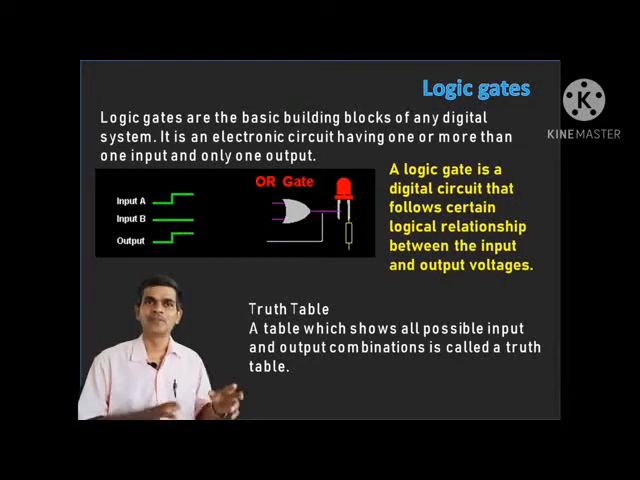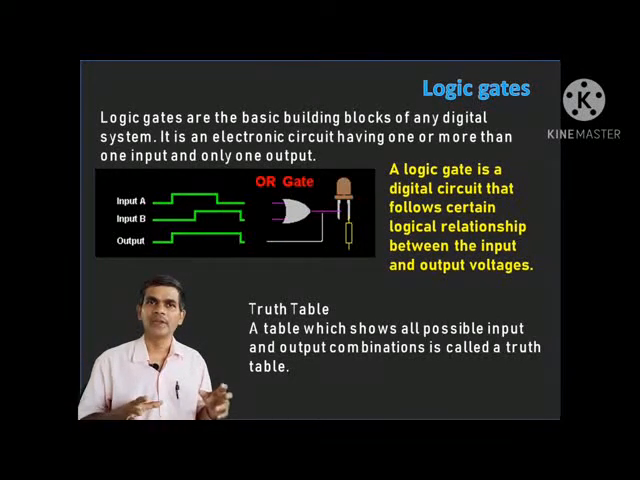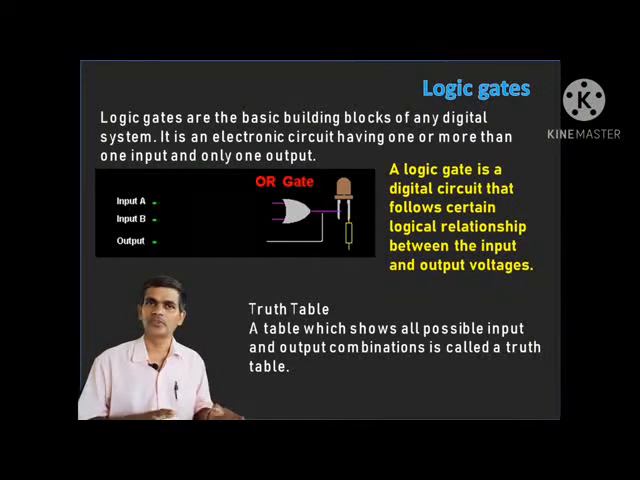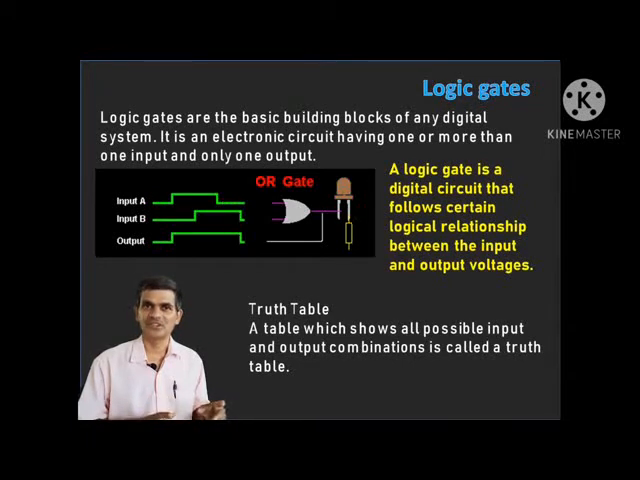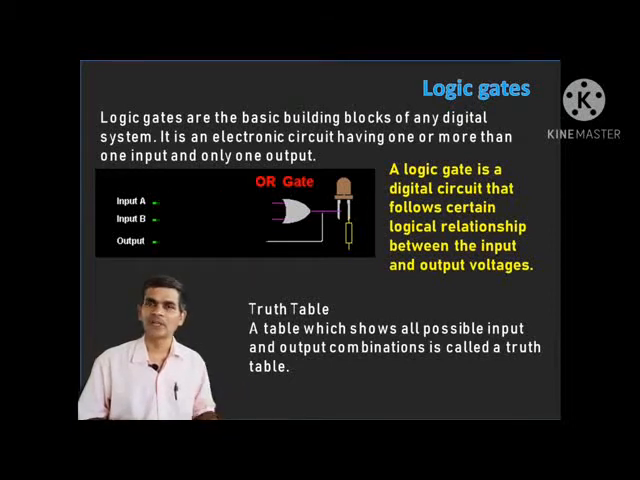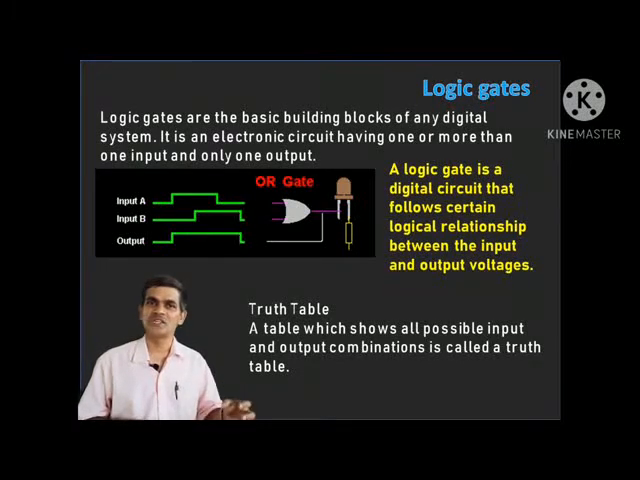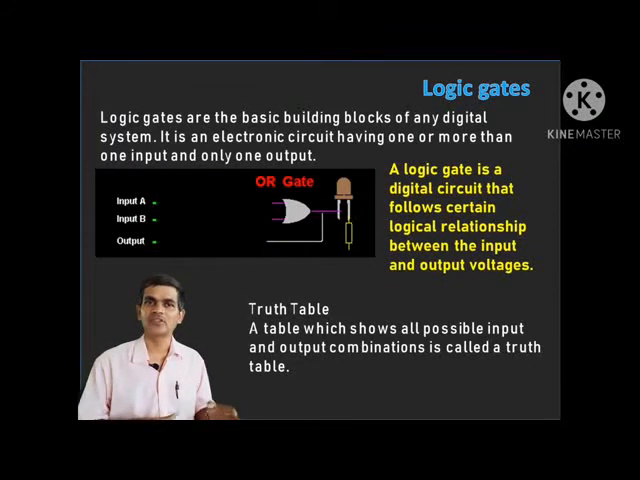First we will discuss some of the basic building blocks of digital electronics, called logic gates. Logic gates are the basic building blocks of any digital system. These electronic circuits have one or more inputs, but only one output, and such devices are called logic gates. They are made up of semiconductor diodes or transistors, and they follow certain logical relations between input and output voltage, which we can represent with a table called a truth table.